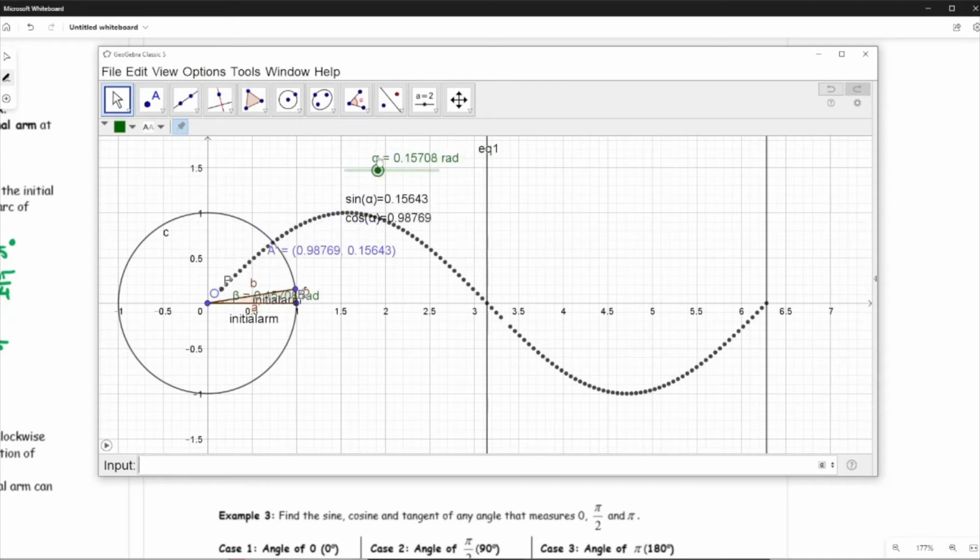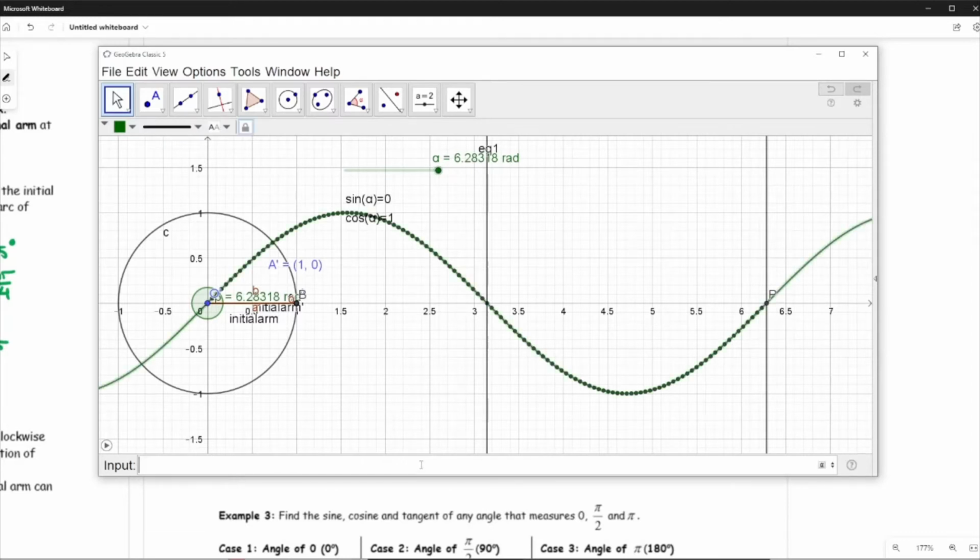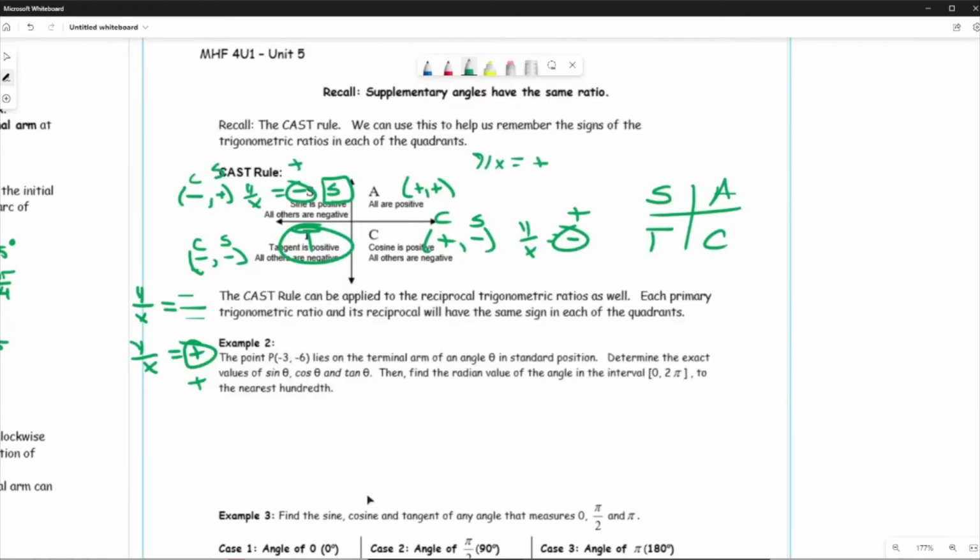As my y coordinate goes up, down, negative, and back up, it creates the graph of sine x. This is the graph of sine x. And this verifies the idea that the y coordinate of the graph is the sine of the angle. The x coordinate of the graph is the cos of the angle.